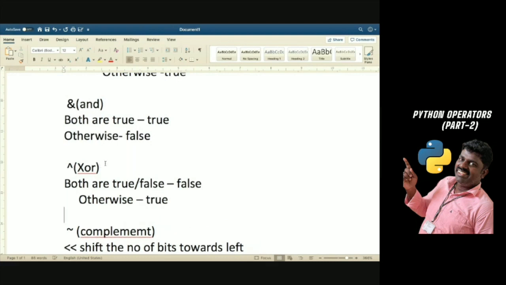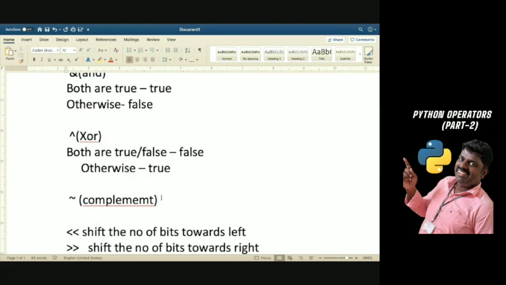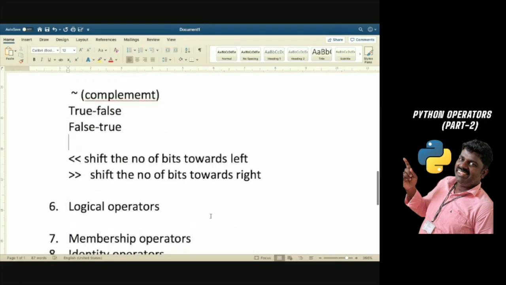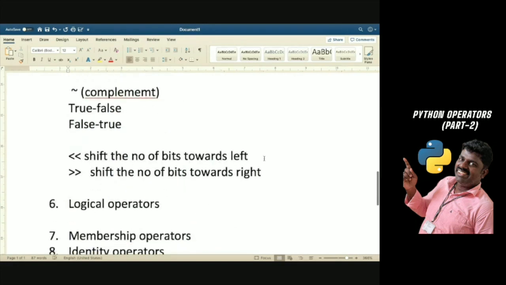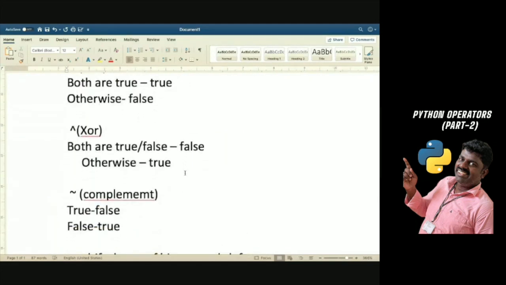You have already learned everything in your lab, that's why I'm going a little fast. For complement, if it is true you will have false, and if it is false you will have true. The left shift shifts the number of bits towards the left, and the right shift shifts the number of bits towards the right.